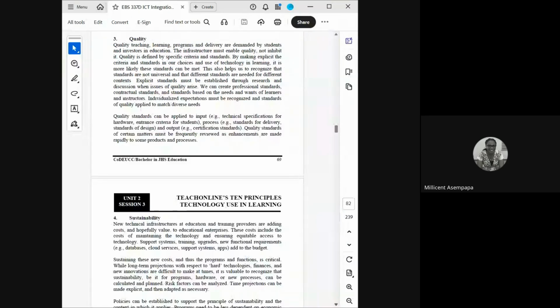So quality standard can be applied to inputs. It can also be applied to what? Process. It can be applied to output as well. Quality standards of certain matters must be frequently reviewed as enhancements are made rapidly to some products and processes.